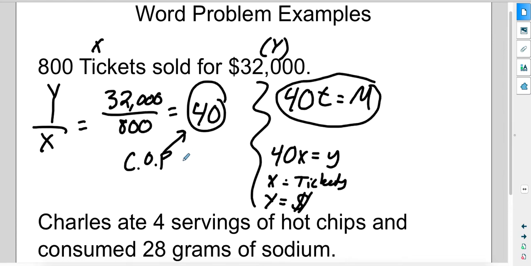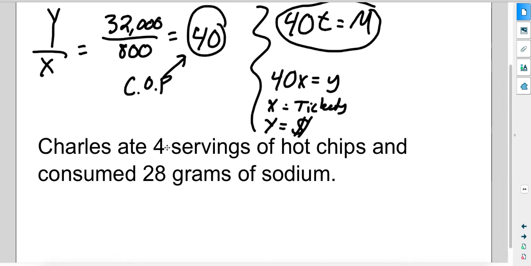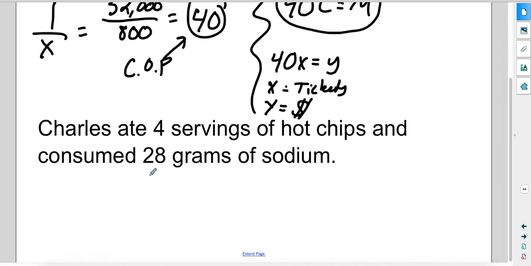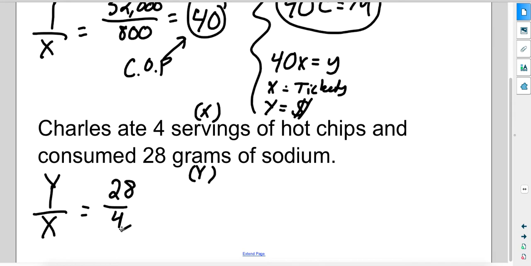Now we also have another example over here. Charles ate 4 servings of hot chips and consumed 28 grams of sodium. So again, we'll use our equation y over x. And if you think about it, the grams of sodium you consume depend on how many servings you've eaten. So I'm going to say that 28, or my grams, is my dependent variable. My servings is my independent variable. So if I divide 28 by 4, I get a COP of 7. So this 7 alone would be my constant of proportionality.